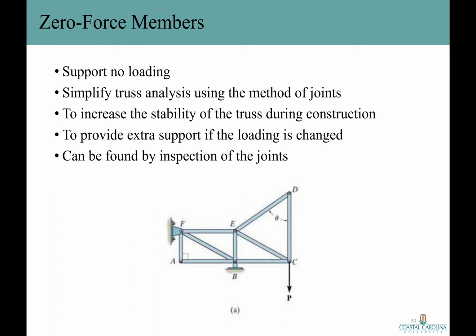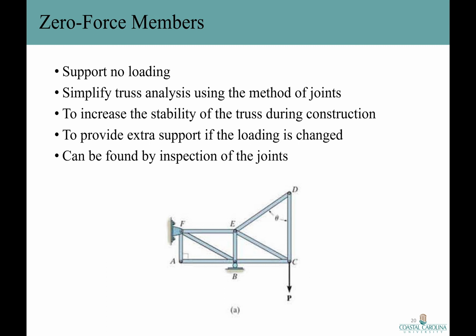All right. Now let's know a little bit about the zero force members. It's obvious from the name that they're supporting no loading. So truss analysis using the method of joints is very, very simple if we can first identify those members that do not carry any load. These zero force members are used to increase the stability of the truss. So if you ask why we're using a member that is not supporting any load, well, they can increase the stability of the truss during construction, and they can also provide extra support if the loading is changed.